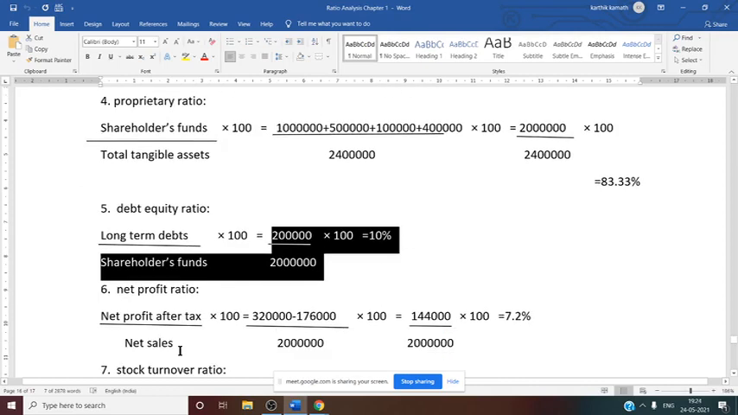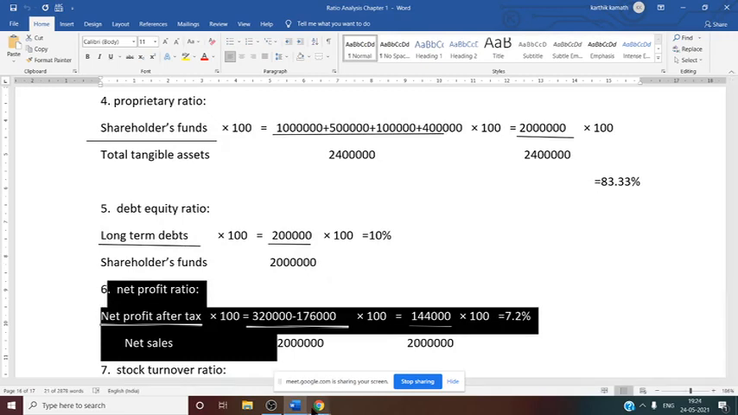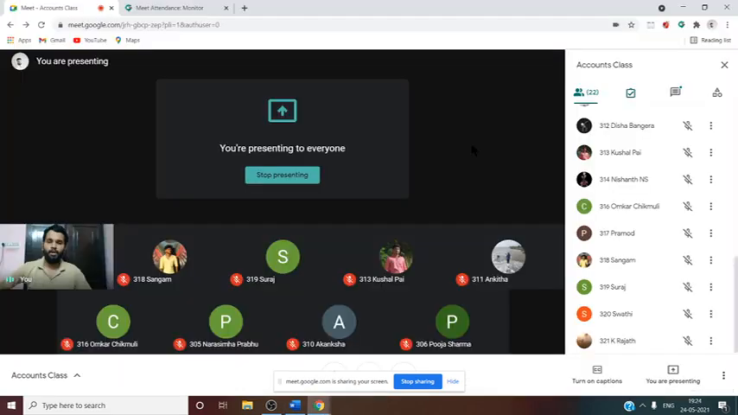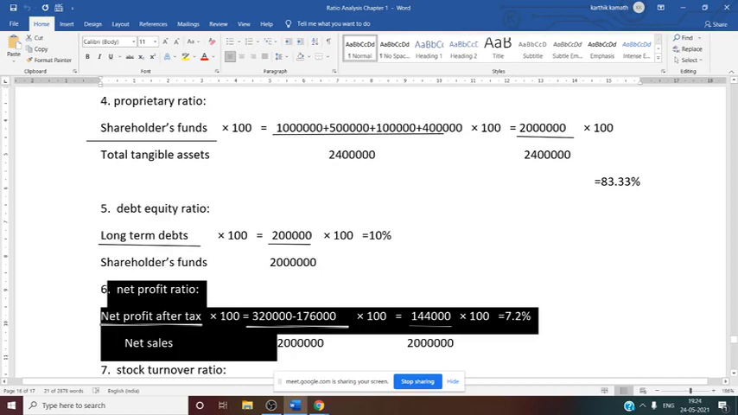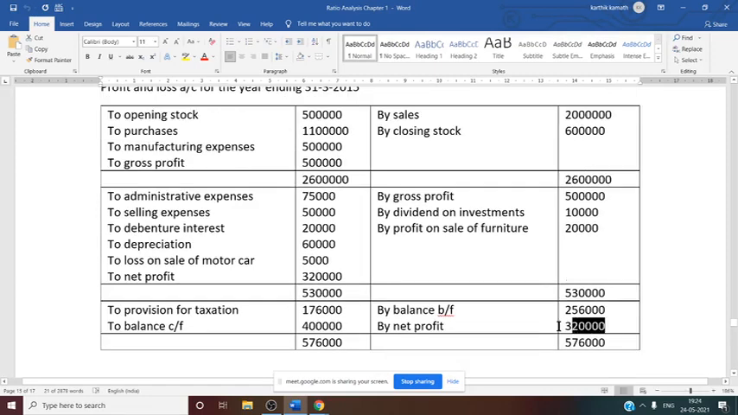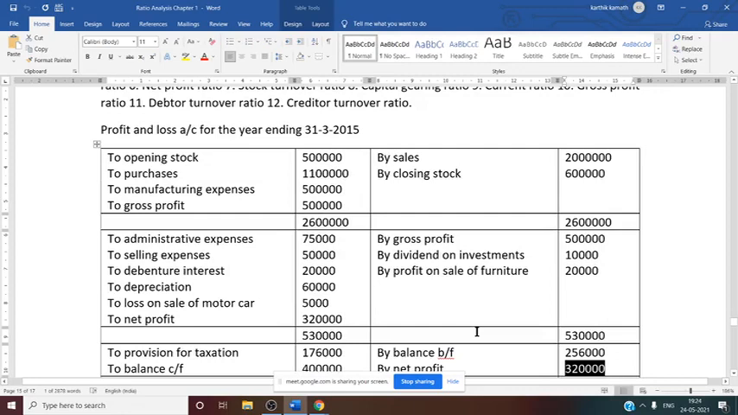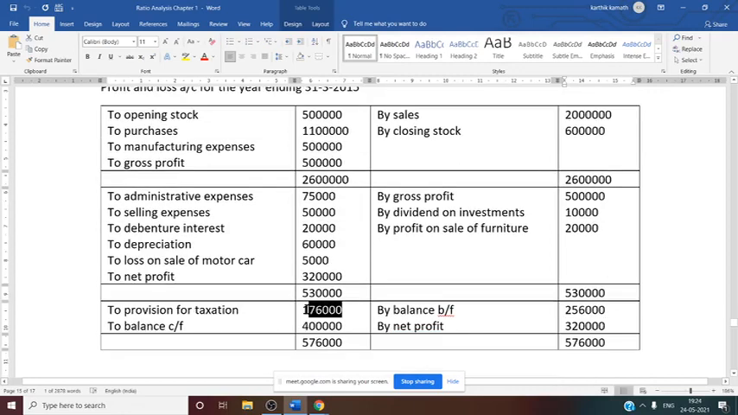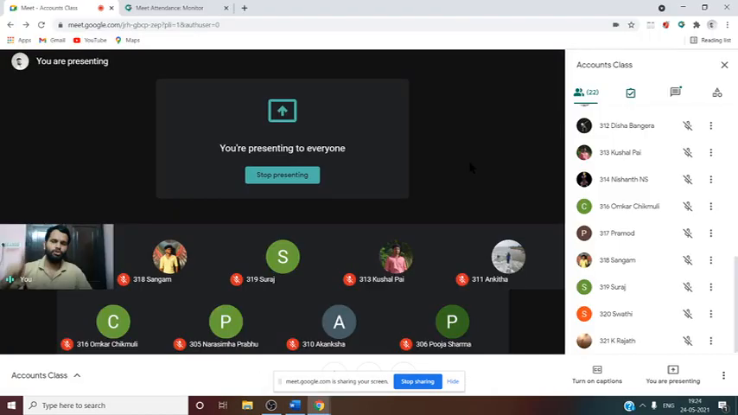Next, similarly, we need to calculate net profit ratio. They have asked you to calculate net profit ratio. The formula for net profit ratio is net profit after tax divided by net sales into 100. So net profit after tax, if you see the P&L account, net profit is given, that is 3,20,000, on the credit side. But what is different here is that provision for taxation is also mentioned. Till now we came across only net profit and we assumed that itself is net profit after tax. But in this question they have given you net profit as well as provision for taxation.